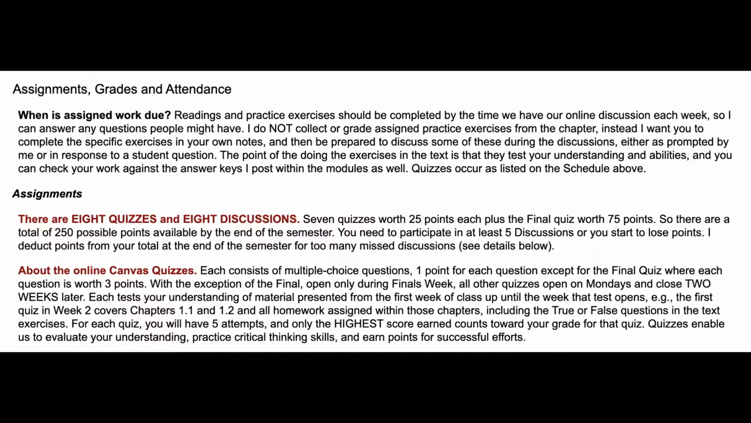Okay, let me briefly go over the 2 kinds of assignments, namely quizzes and discussions in the course. There are 8 quizzes, 8 discussions. 7 of the quizzes are worth 25 points each, and then the final quiz is worth 75 points. So there are a total of 250 possible points available by the end of the semester. You need to participate in at least 5 discussions or you start to lose points. That is, I deduct points from your overall total points accumulated at the end of the semester for too many missed discussions. There's more details below in the syllabus.